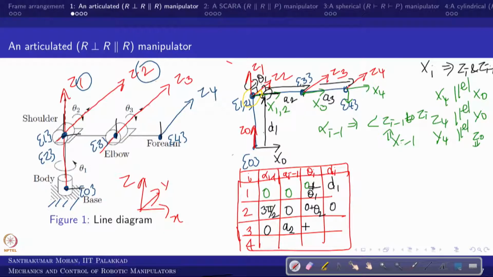So now what do you have? This is again an active joint, in the sense 0 plus theta 3, and there is no distance along z3, right. Now coming back again, z3 and z4 are parallel, so there is no angle. Along x3 there is a distance, that is a3, right. And what else do you know? There is no active joint, so it is 0 degrees, and there is no distance, it is 0, right.